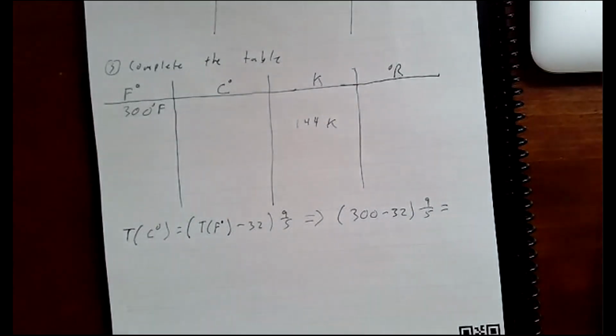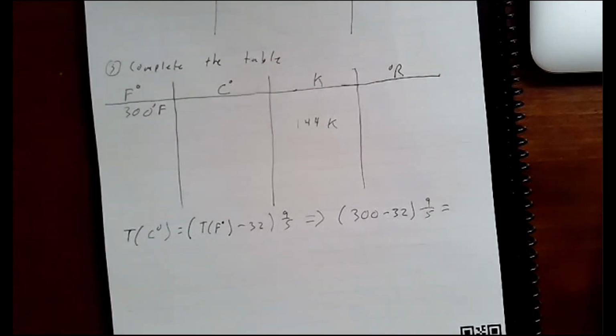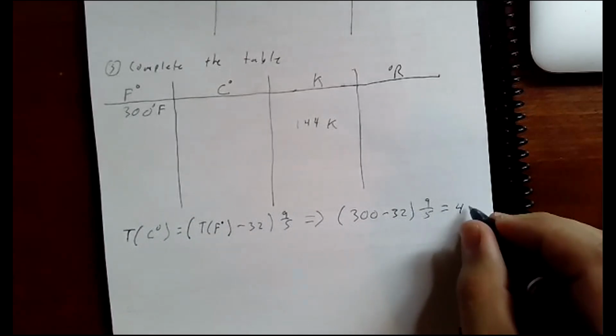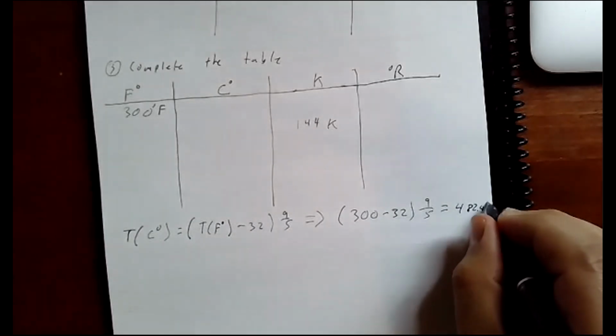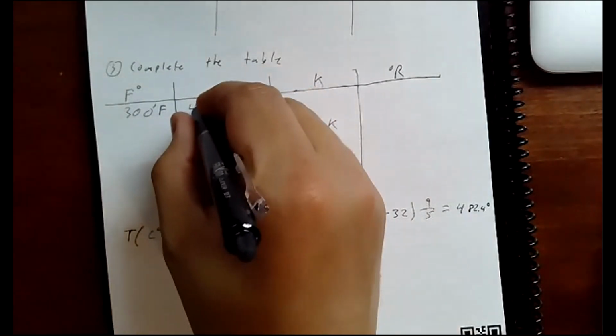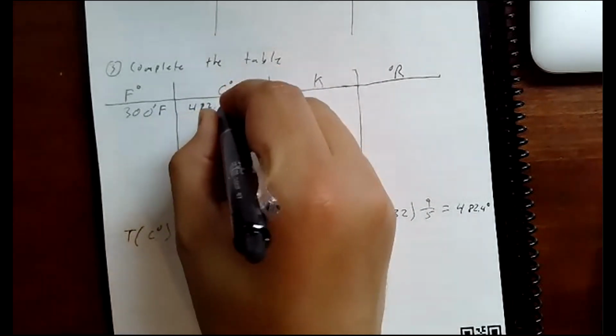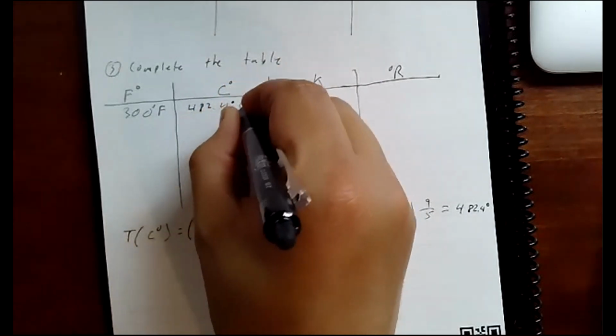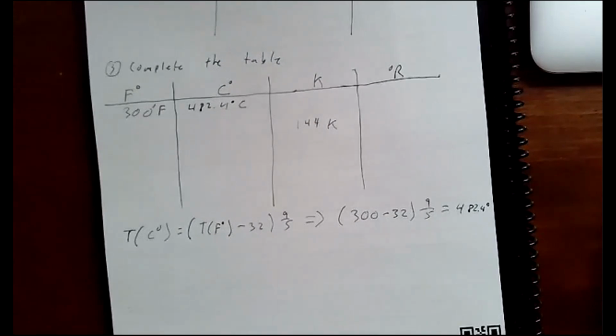Grab my calculator. Okay. 300 minus 32 times 9 divided by 5. That should be about 482.4 degrees Celsius. So you put that here. 482.4 degrees Celsius. Okay.